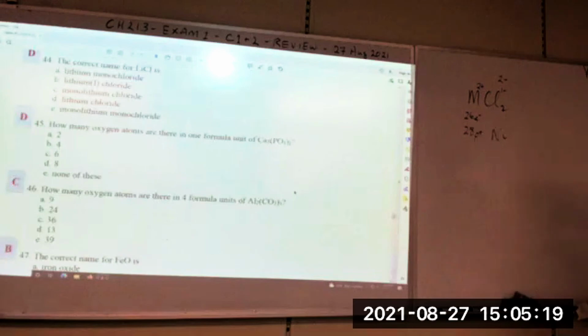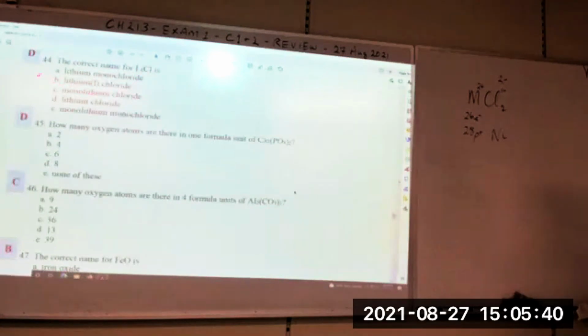What's the correct name of this one? First of all, is it a metal, non-metal? Yep. So it's either a 1 or a 2. How about the metal? Lithium. Where does it come from? Right over there. So it's a fixed charge, 1+. That means all you have to say is lithium chloride.